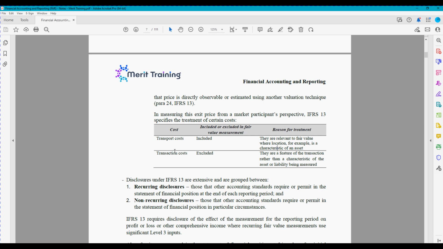So IFRS 13 basically says when valuing fair value, you need to include transport costs because that's relevant to the fair value. If you have to transport an asset, obviously an asset that's far away is going to reduce the value of what people are willing to pay for it, versus transaction costs, which are excluded because they're not to do with the actual asset itself. They're more to do with the transaction rather than the inherent function or nature of the asset.